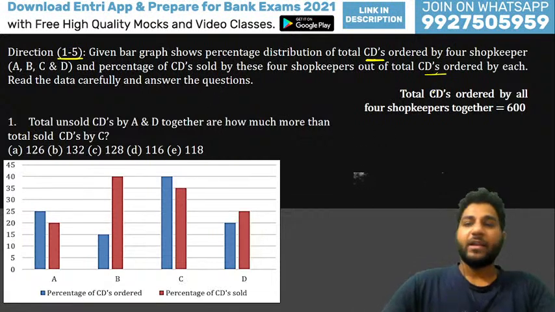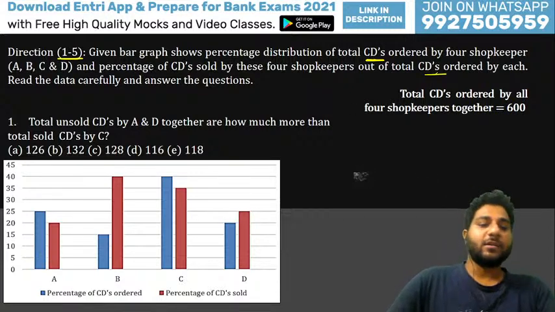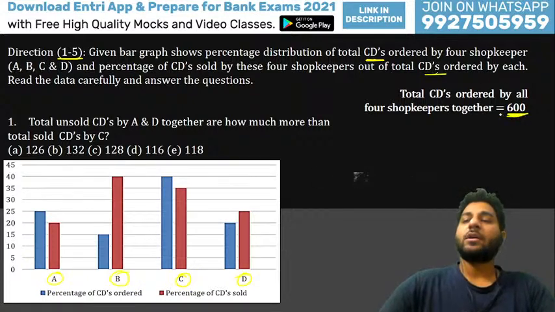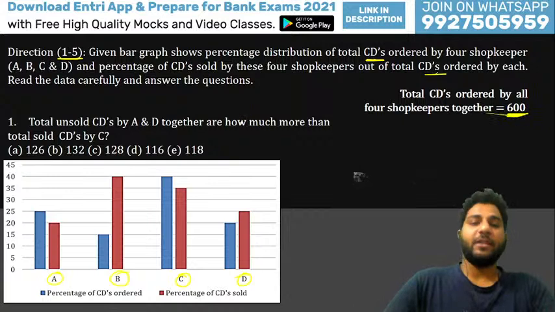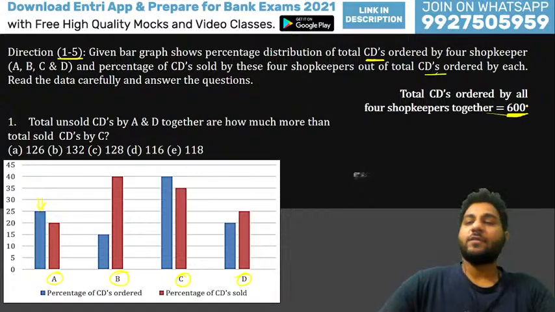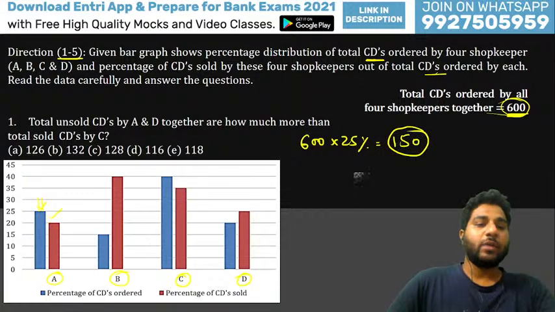Let me elaborate it. Let's say that the total CDs ordered by all 4 shopkeepers together, that means A plus B plus C plus D, is exactly 600 CDs, where we don't know any of the individual data, but here the chart has been provided. Look at this percentage of CDs ordered. Let's say that 25% of this total 600 CDs has been ordered by shopkeeper A. That means 150 CDs, and out of 150 CDs, 20% has been sold.